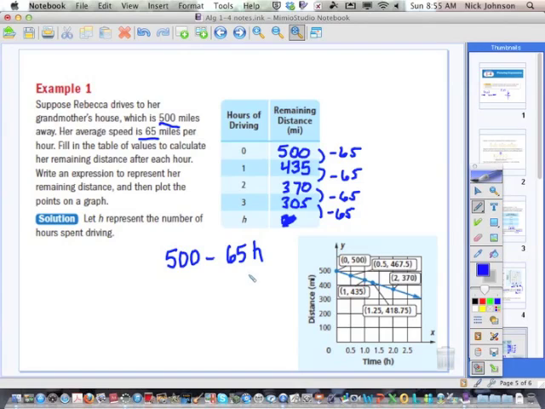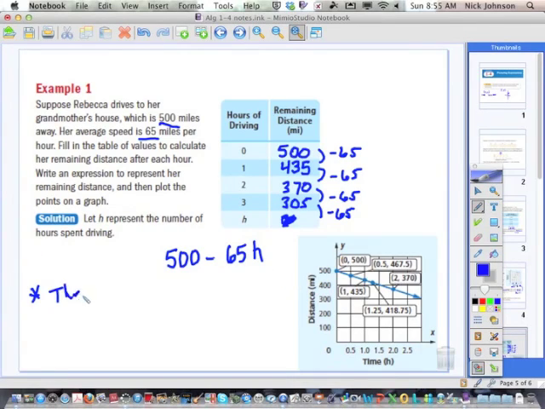Okay? So, if you notice here, they plotted the points for us. 0, 500, 1, 435, 2, 370, okay? So on and so forth. Notice they connected the dots, okay? They connected the dots. Now, why did they connect the dots?